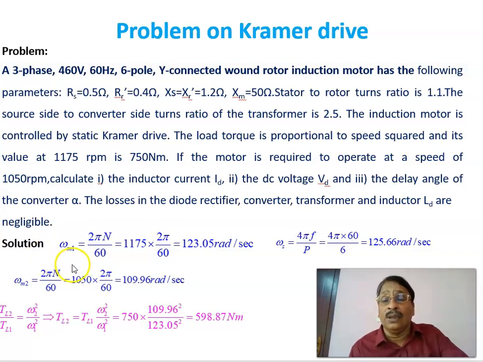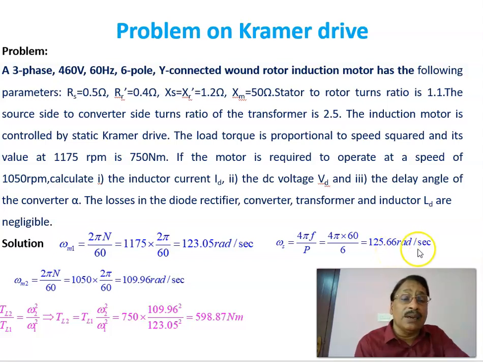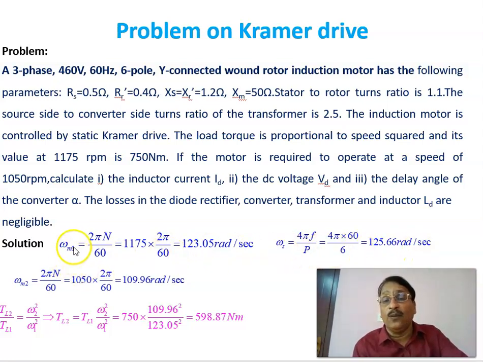First, you calculate the angular velocity corresponding to the rated speed of 1175 RPM. The angular velocity is given by 2 pi n divided by 60, and that's equal to 123.05 radians per second. And what is the corresponding synchronous speed? Omega s is given by 4 pi f divided by p, or 4 pi into 60 divided by 6 pole machine, and that's equal to 125.66 radians per second.